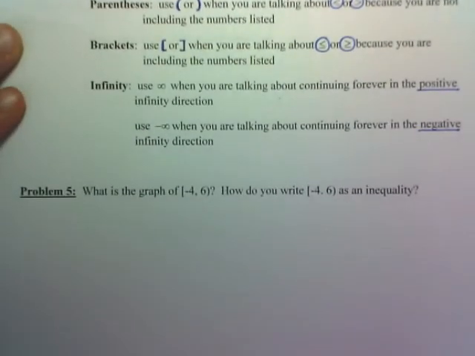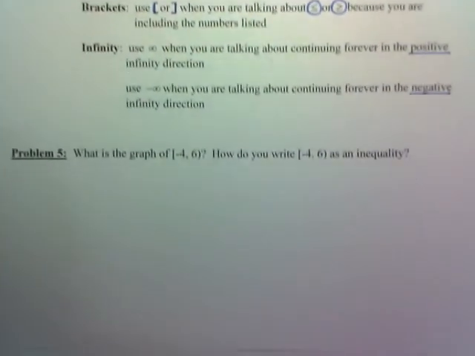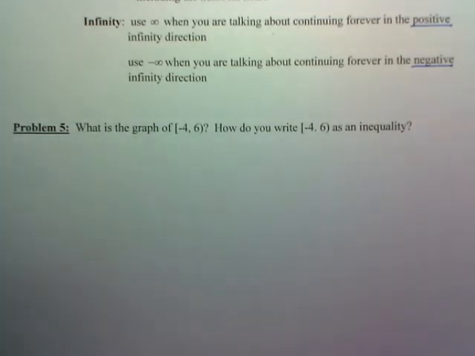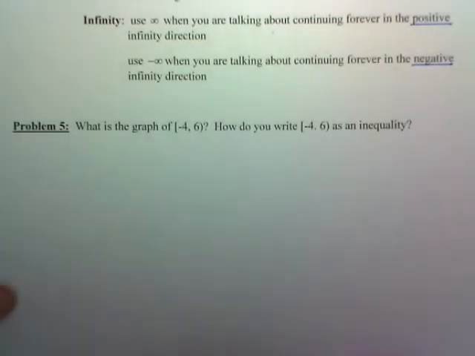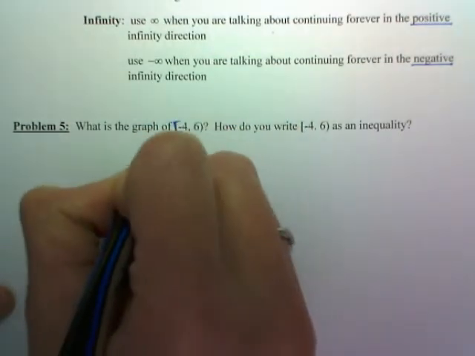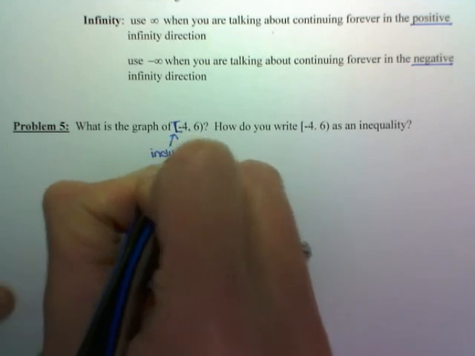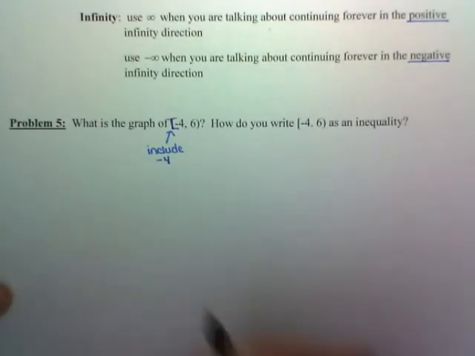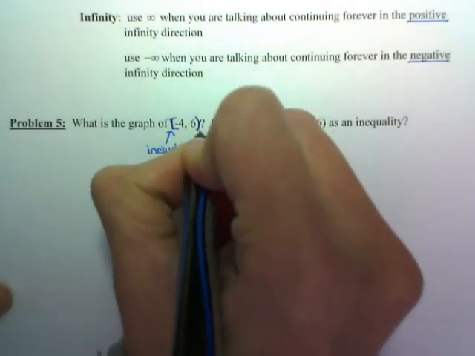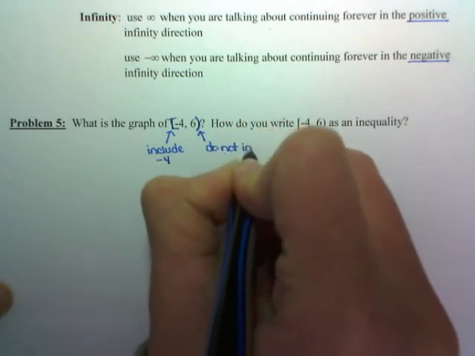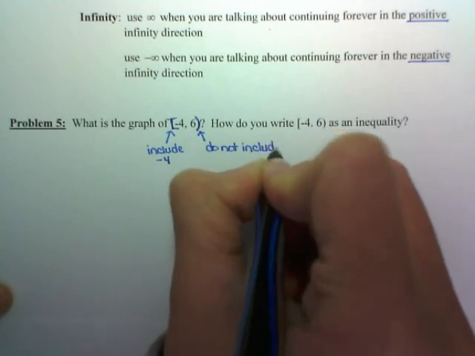So question 5 here. What is the graph of this interval notation, and how do you write that interval notation as an inequality? All right, so let's look at how we're going to set this up. First of all, we have a bracket, which means we include -4, because remember, we talked about brackets meaning we include. Right here we have a parenthesis, which means we do not include 6.